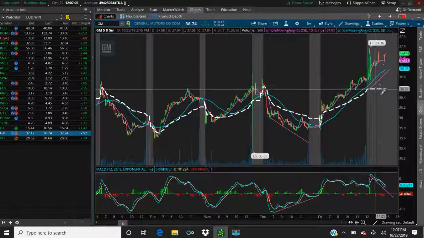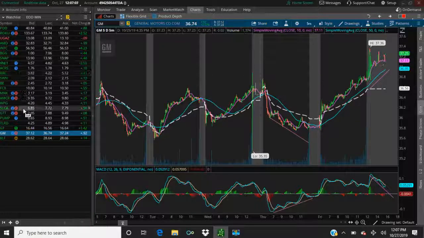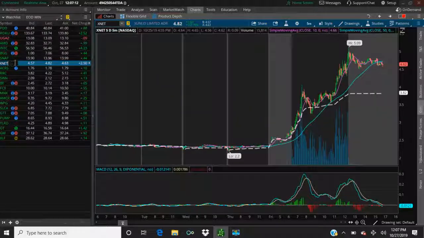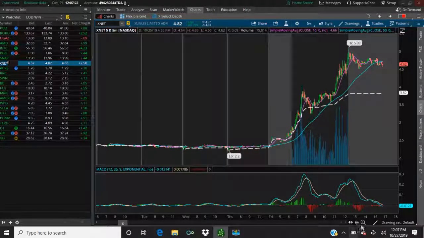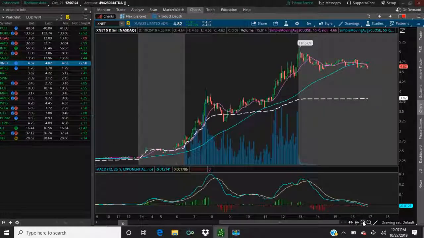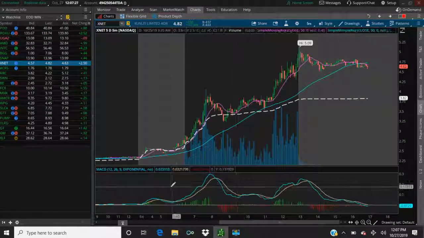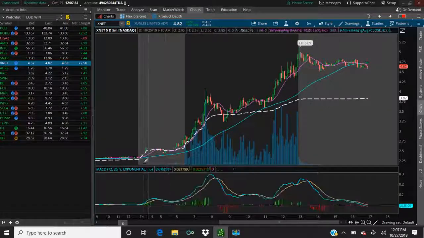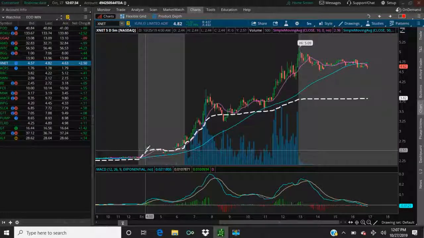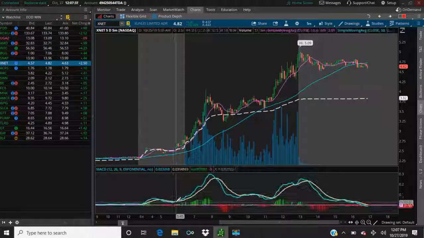Now that we've covered these basic elements of the MACD, let's go ahead and go to XNET. XNET on October 25th, which was a Friday, I alerted first thing in the morning as a scalp alert, and it gives you a couple of opportunities where I can show you the buy and sell signals, and I'll show you why I chose where I did and why I didn't. So first off, the first buy signal was right here.